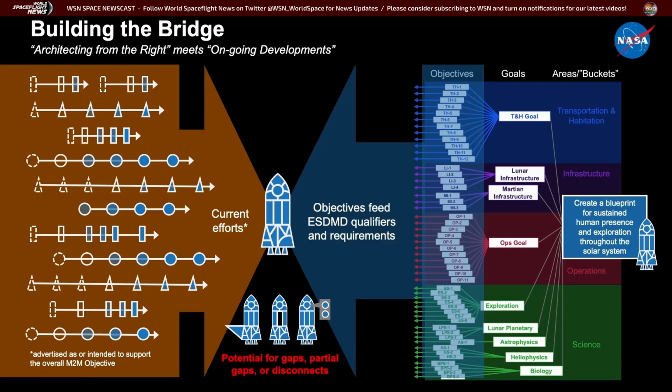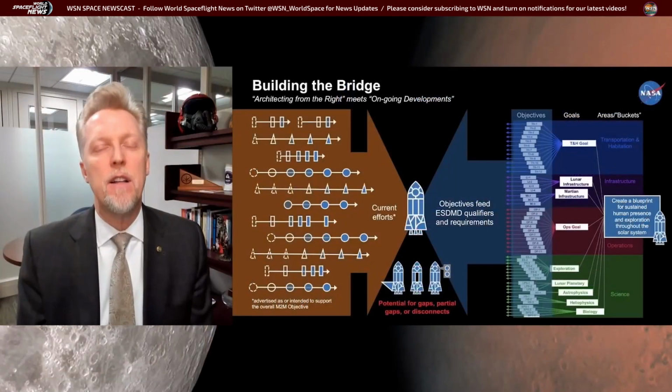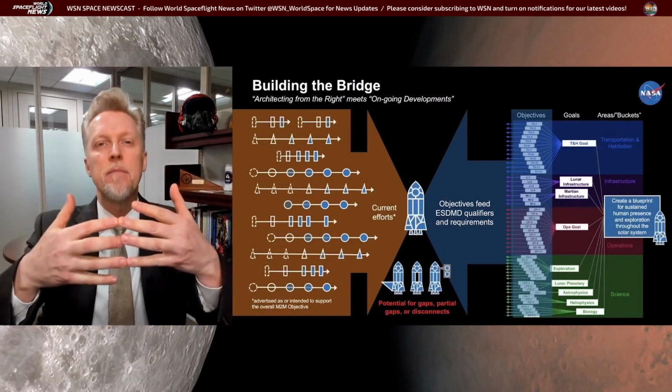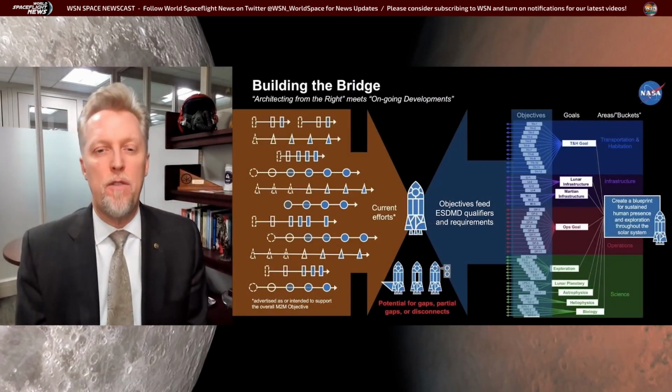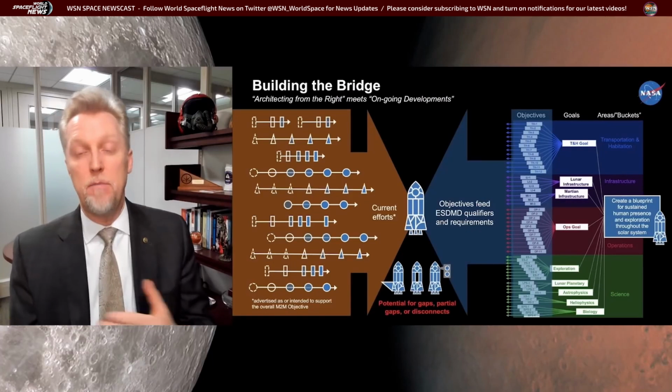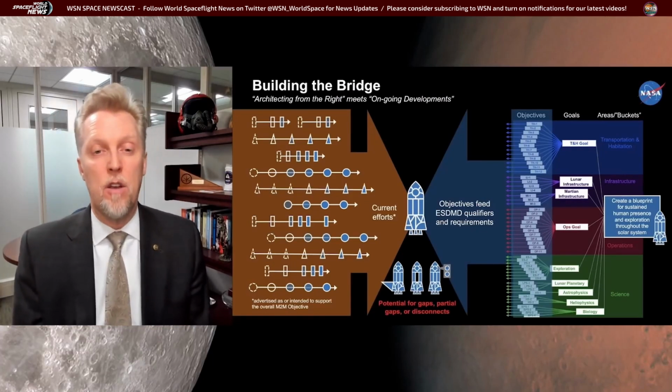And as we build that bridge, it would be perfect if we could get perfect alignment on either side of this. But the reality is there's probably going to be disconnects. And some of those disconnects will fall in the category of an objective that is not being met by any current effort. In that case, we need to start something.